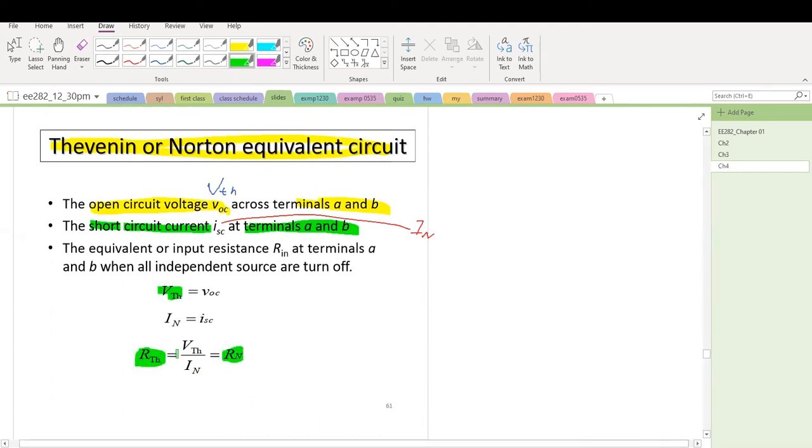That's the same resistance. The resistance is obtained by turning off all the independent sources and calculating the equivalent resistance from this terminal A and B. Sometimes we call it Rn, the input resistance. This is exactly the notation here. VTH is the open circuit voltage, short circuit current is In, and RTH equals VTH divided by In. These are the relationships between the Thevenin theorem and Norton theorem.